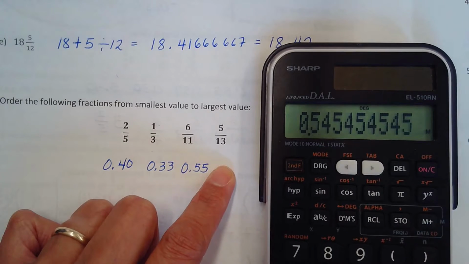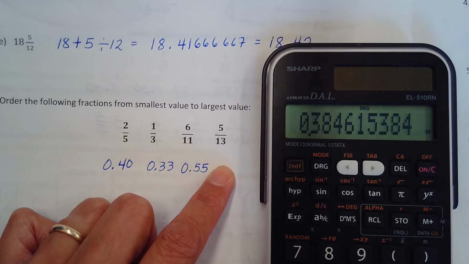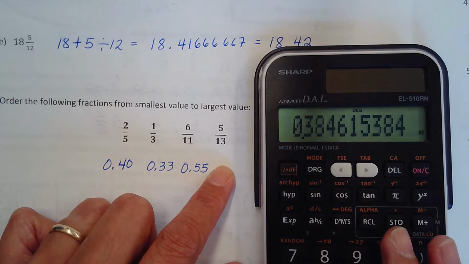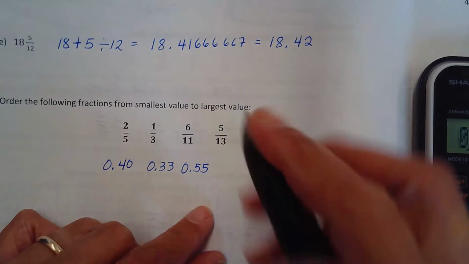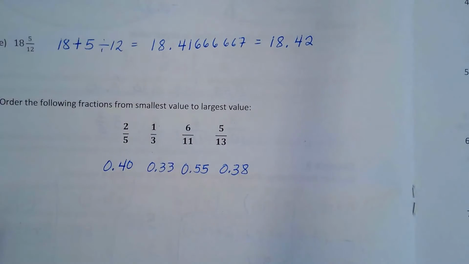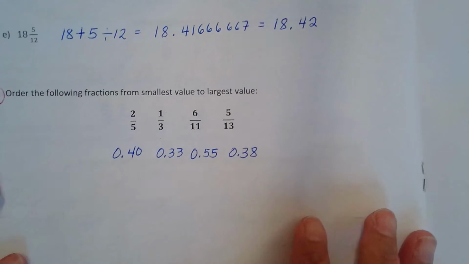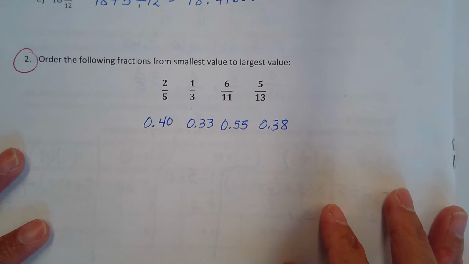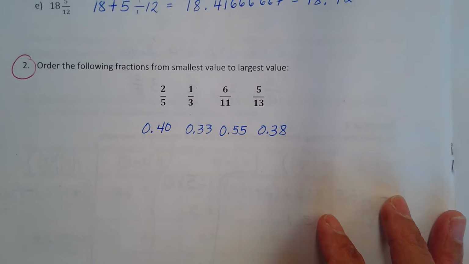And then last but not the least, 5 divided by 13, it's going to be 0.38. Excellent. Okay, now that we have them all in decimal values, which one do you think is going to be the smallest?